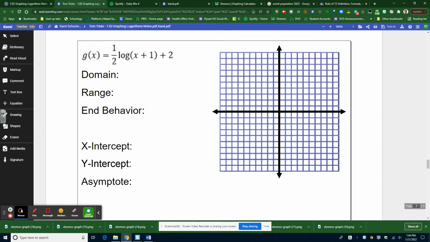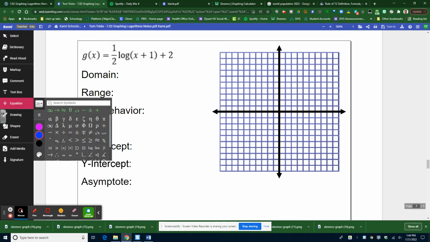Range, yet again, doesn't change. Negative infinity, positive infinity, all real numbers. So negative infinity to positive infinity. Okay, that's end behavior. I'll move that up. All right, let's hold. So domain: negative 1, because it's the opposite of what we see here.